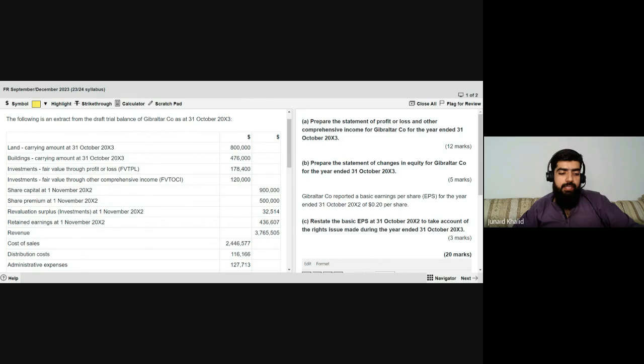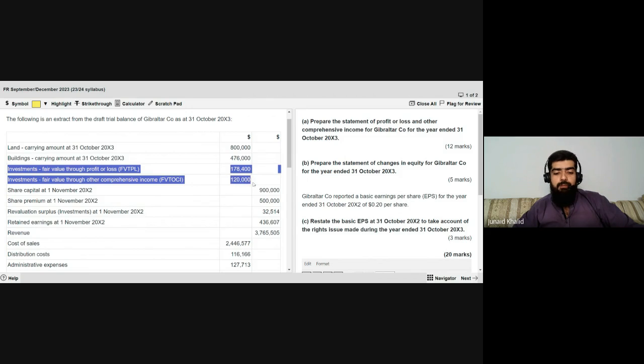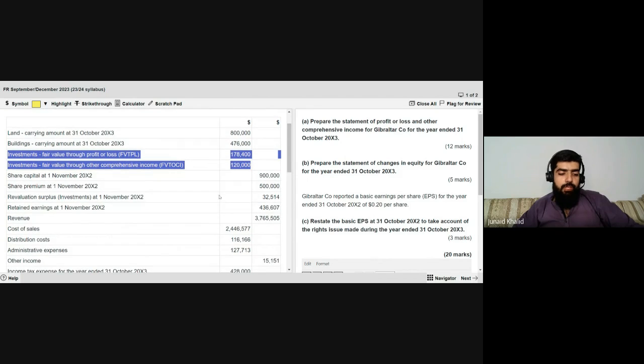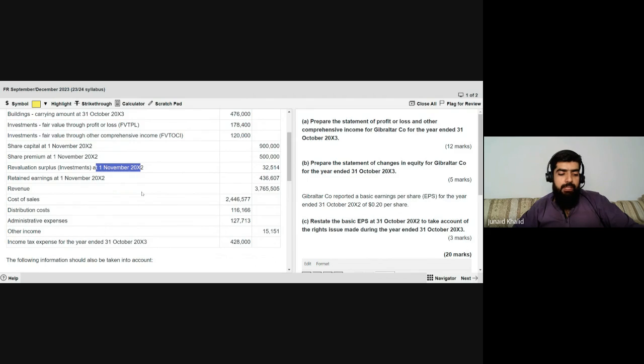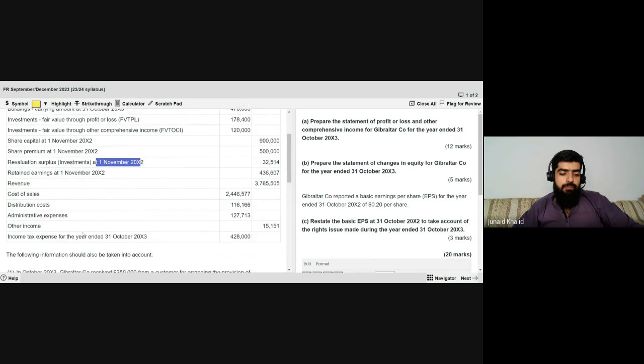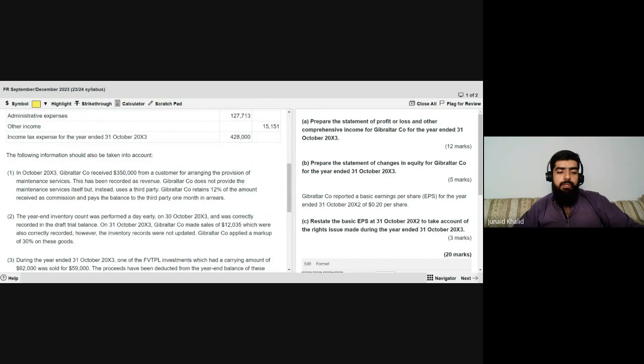There is land and building. One more thing, there is the investment, and for investment, that is IFRS 9, which we have already discussed in the previous lecture. That is fair value through PNL. It means they have valued one of the investments at fair value through PNL. There is another investment for which they are using fair value through OCI. Are you getting my point? Yes. Okay. There are share capital, share premium and revaluation surplus investment balances at 1st November 2002, and then the opening retained earnings, revenues, cost of sales, distribution cost, admin expenses, and other income tax expenses.